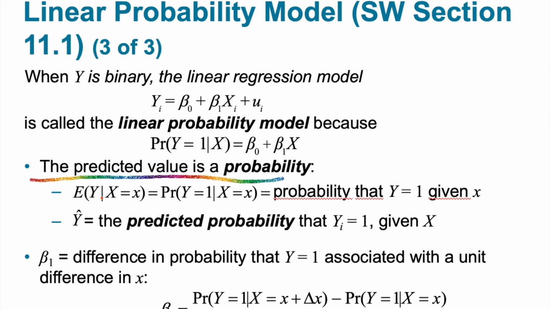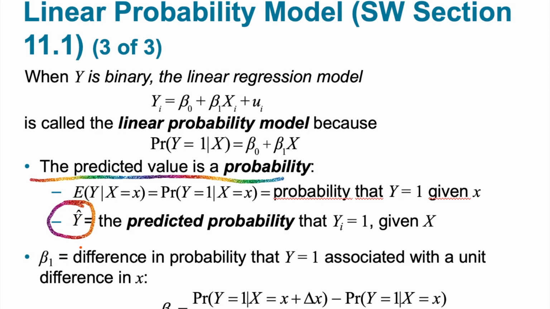The predicted value is a probability. So the expected value of y, given that x is equal to some value, is equal to the probability that y equals 1, given that x is equal to that value. So y hat is the predicted probability that y equals 1 given x. Again, we think about this as the predicted probability that a mortgage is denied, or the predicted probability that you get into school, or the predicted probability that you are a smoker. That's what y hat represents. It's a predicted probability.